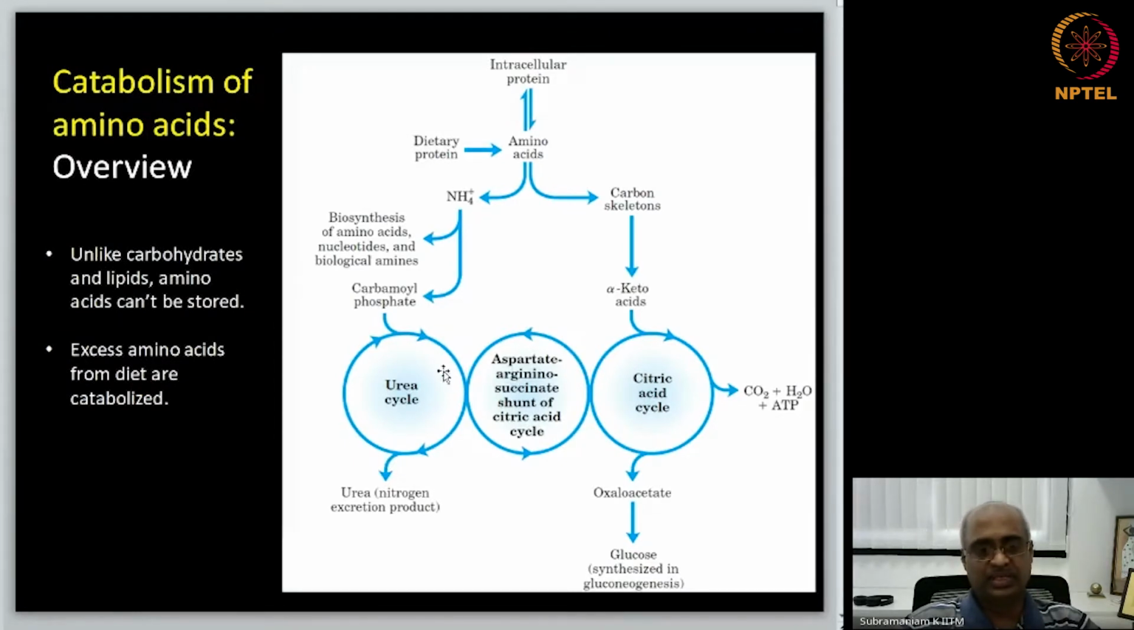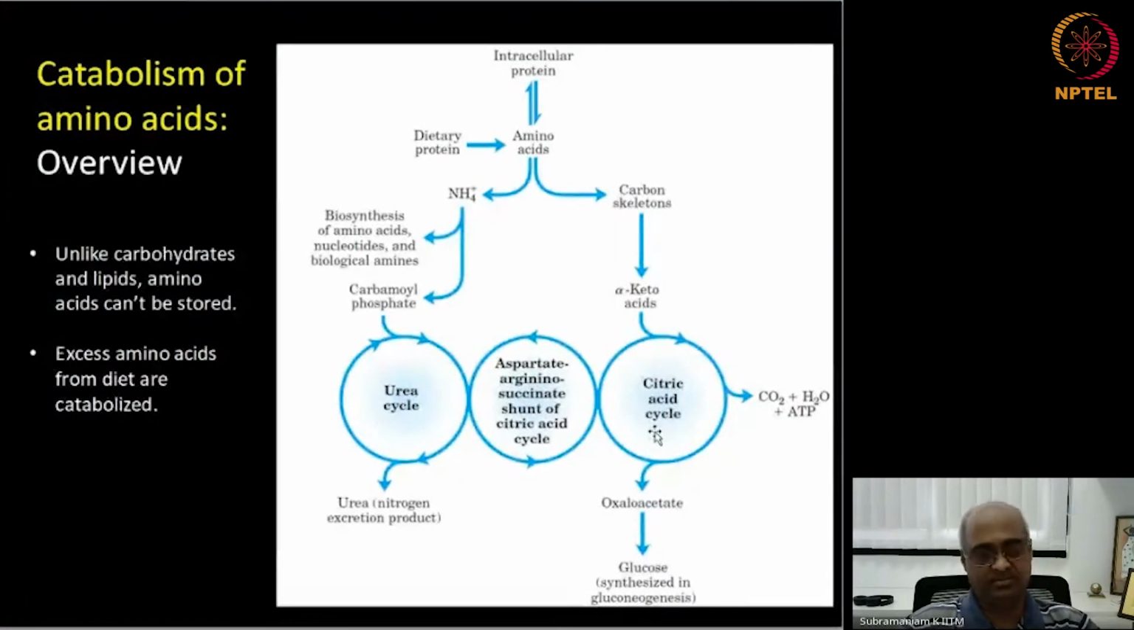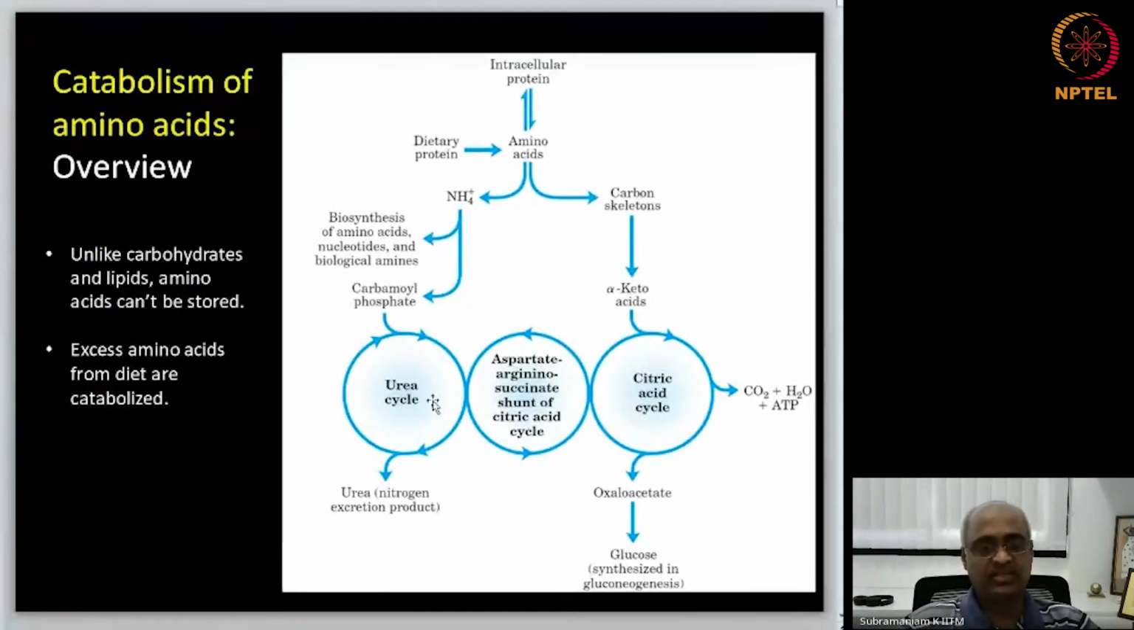And as you can see here, through the aspartate argininosuccinate shunt, these two cycles are actually combined. Since both were discovered by Hans Krebs, this combination is often called a Krebs bicycle. Okay, so he actually elucidated the urea cycle before the citric acid cycle, although he got the Nobel Prize for the citric acid cycle. So let us follow the nitrogen now.